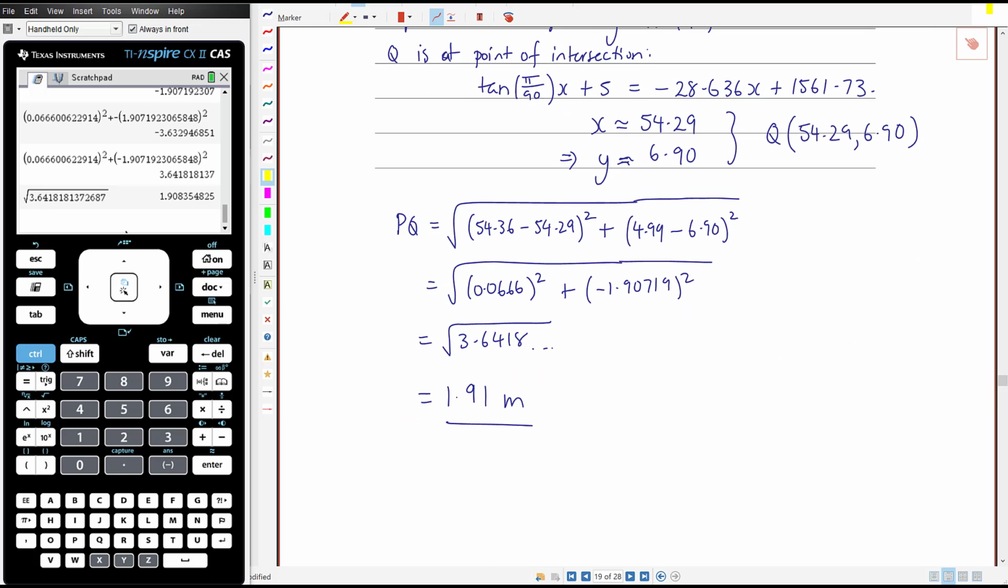But again, you know, you've got your CAS. It's not hard to work precisely. It's a little bit fiddly, but it's not hard.